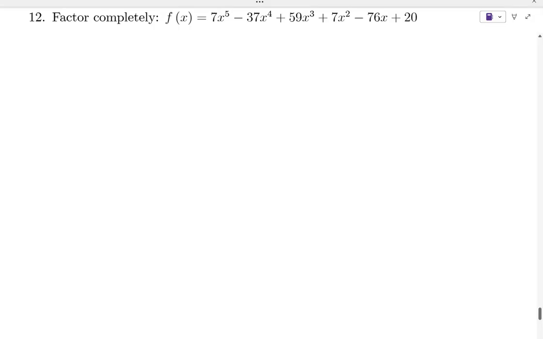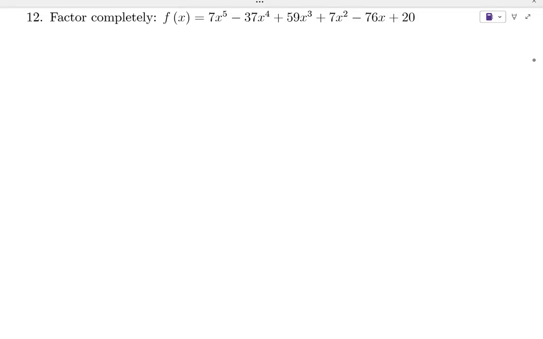Sounds like fun. All right, so we've got a fifth degree polynomial here, 7x to the fifth minus 37x to the fourth plus 59x cubed plus 7x squared minus 76x plus 20. That was a lot of words. But remember, again, when we do our possible rational roots to start with, we only look at 2 things: constant, leading coefficient.